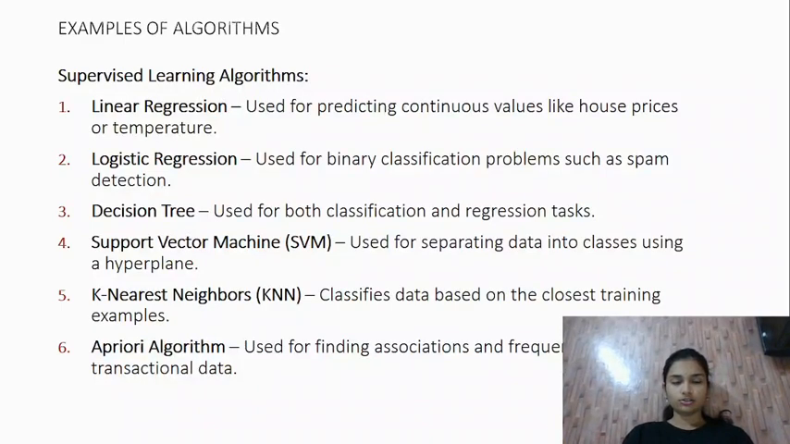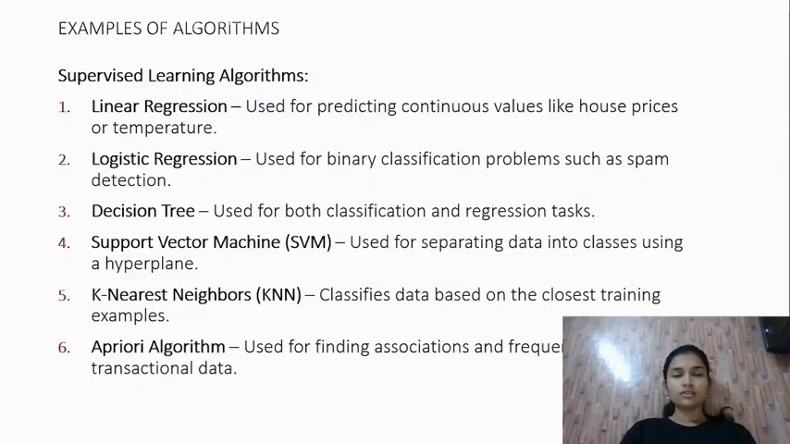Second is logistic regression, used for binary classification problems such as spam detection. In logistic regression, its example is email. We generally detect whether the email is spam or not spam. Its output is generally in the form of 0 or 1. In this regression, we find out the category and class for the dataset.